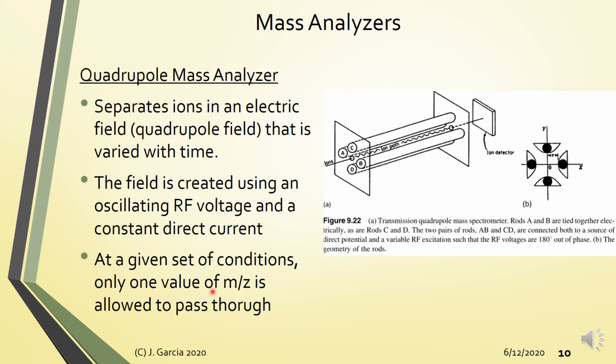So again, similar doon sa ating monochromator, you are scanning for each m to z value that you will be allowing to pass through to the detector. So the fragment is set to a mass to charge ratio value of 50, for example. Those that are lower or higher than 50 will just hit the poles. And since the poles are electrically charged, they will neutralize the ions, preventing them from reaching the detector.